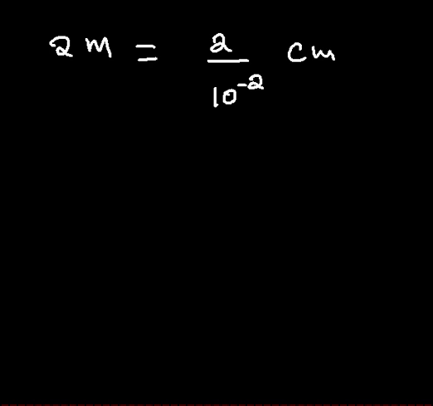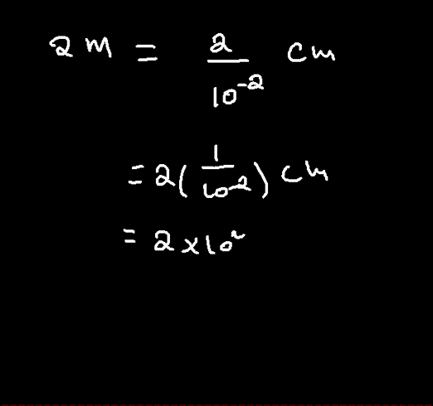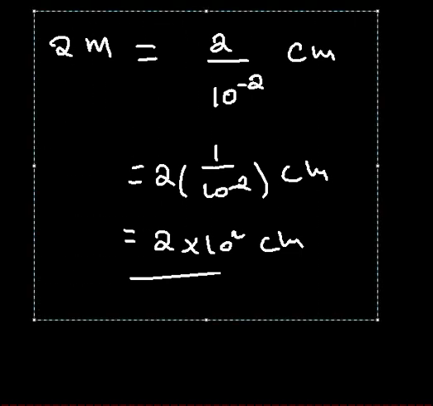This is the same as having 2 times 1 over 10 to the power negative 2 centimeters. Using the laws of indices, this is the same as having 2 times 10 to the power positive 2 centimeters. We'll have it as that. So whenever we are introducing the prefix, we divide by the value of the prefix.